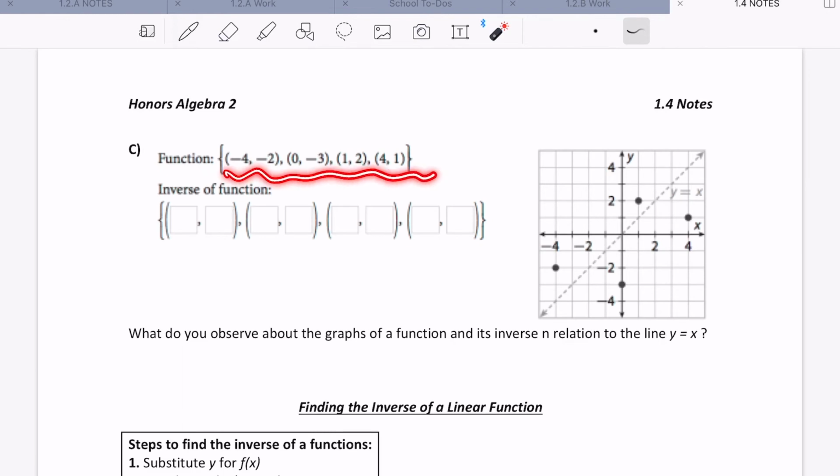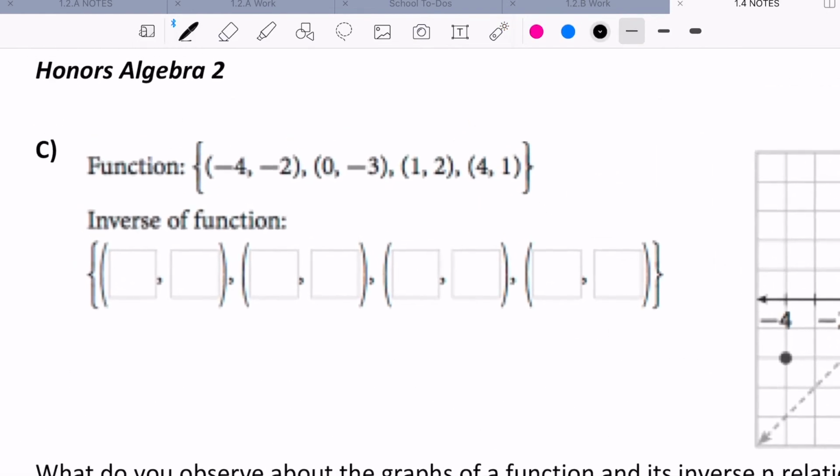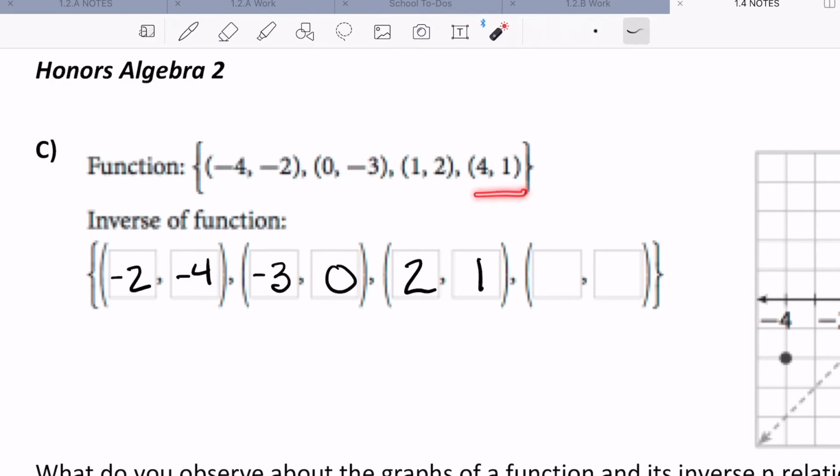This one, we were given the coordinate points, so we are going to find the inverse by simply flipping them. Our first coordinate point, (-4, -2), is now going to become (-2, -4). Second coordinate point, (0, -3), becomes (-3, 0). Third, (1, 2), becomes (2, 1). And the last one, (4, 1), becomes (1, 4).